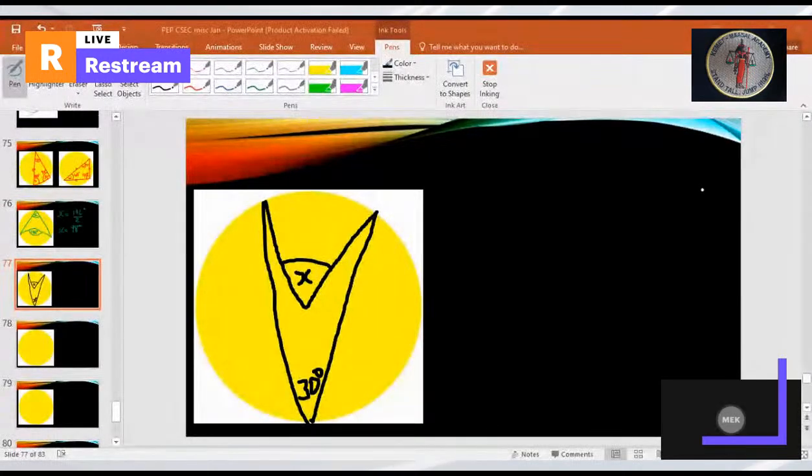So the same rule applies. The angle at the center is twice the angle at the circumference. However, this gave us the angle at the circumference. We are to find the angle at the center. So rather than dividing, this time we need to multiply by 2. So X would be 30 degrees times 2, which is 60 degrees. All right, so 60 degrees. Moving along.